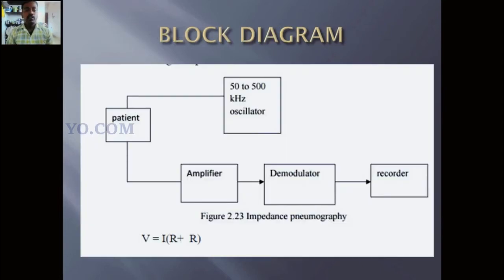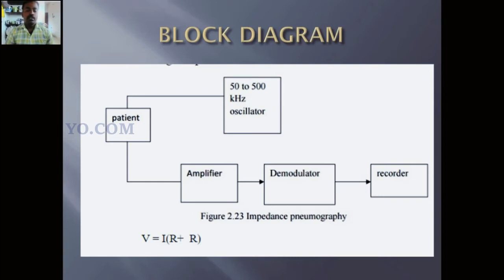See the block diagram. The oscillator produces a frequency that is connected to the patient using an electrode, that means a normal surface electrode. Then from the patient we connect another electrode, and it is given to an amplifier. That amplifier amplifies the input signal and gives it to the demodulator circuit. The demodulator circuit converts the amplified signal into another format, and it is given to record the data.